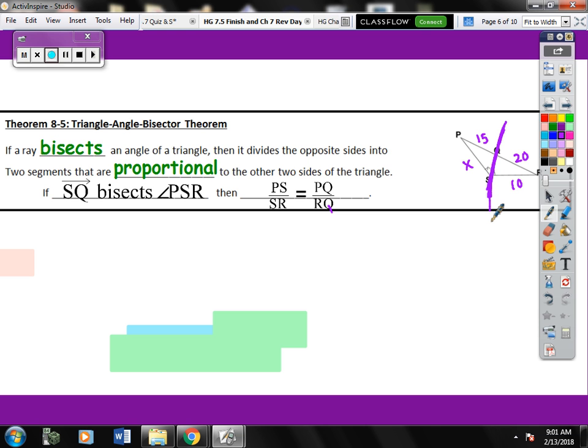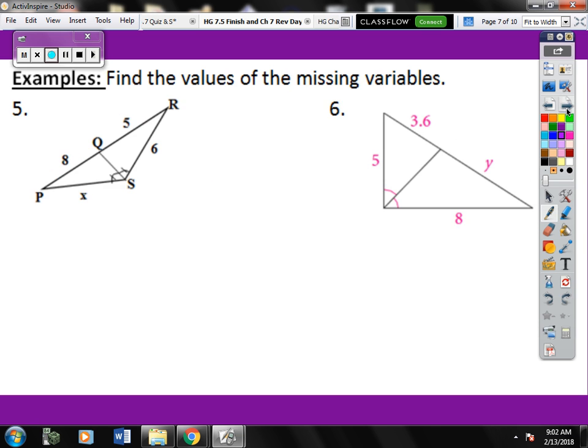Again, as I said yesterday, if you darken that angle bisector, it's going to break the proportion for you. But you could also do 15 over x equals 20 over 10. As long as you're consistent in the way that you set them up and follow the same order, like going down or going sideways, you'll get a proportion that cross multiplies to get you your correct answer.